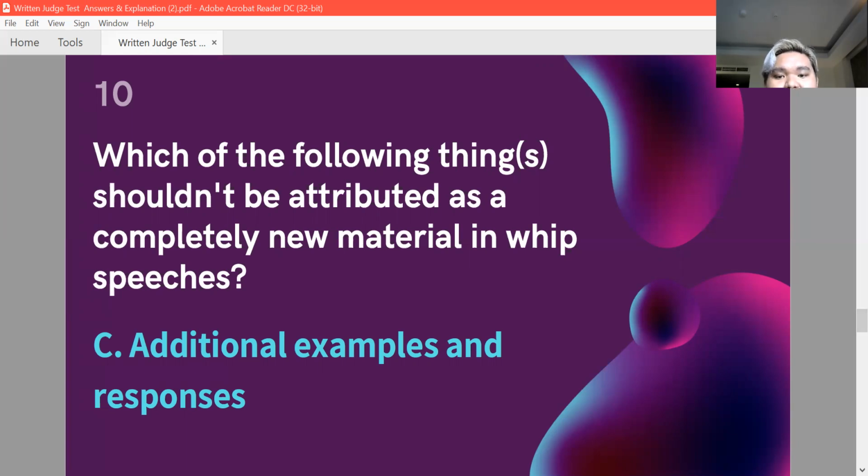cannot attribute as new material is the additional example and responses, because a new example and new rebuttal are important for them to strengthen their team. Moreover, even though they bring an impact, for example, as long as the conclusion is still the same as their member's, it's still perfectly fine and should not be attributed as completely new material in a whip speech. The entire explanation could also be read in the judge briefing.